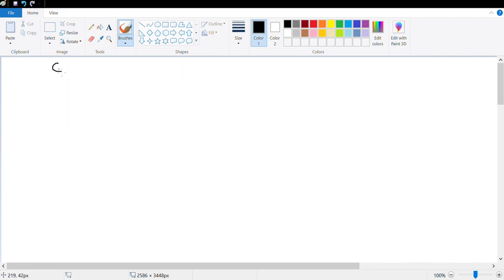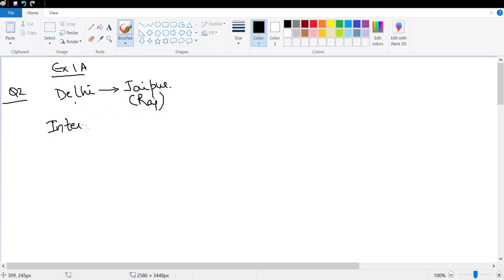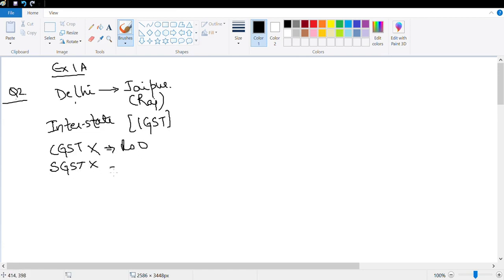So the next question that I solved is question number 2. Let's look at question number 2. Question 2 says, in the following transaction from Delhi to Jaipur. So this is from Delhi to Jaipur. Some geography involved. Delhi is a separate state. Jaipur is a part of Rajasthan. So we are looking at interstate transfer. So if it is interstate, what are we talking about? We're talking about IGST. Do we have any CGST? No. Do we have any SGST? No. So this is 0 and this is 0.